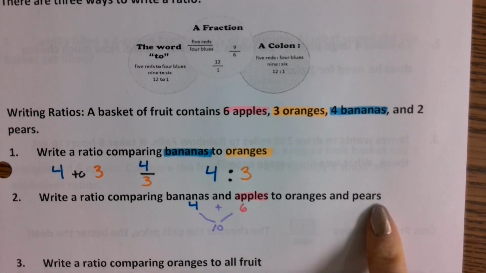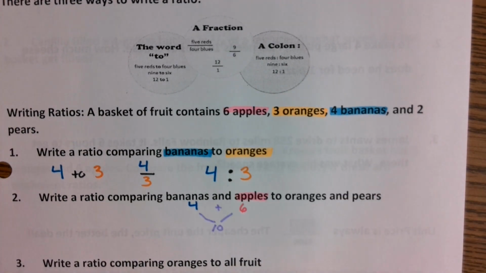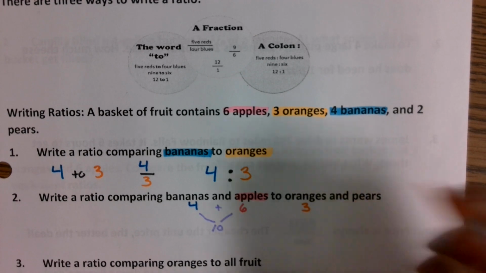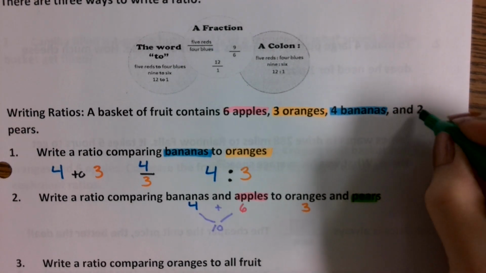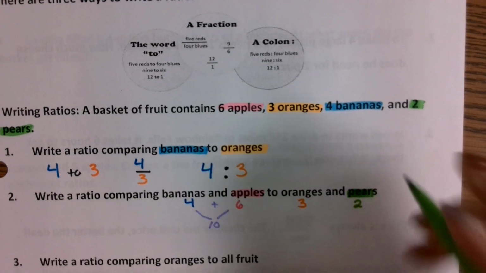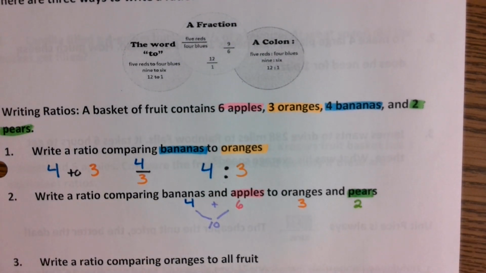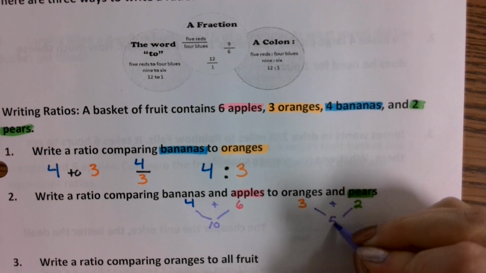Same thing with the oranges and the pears. I had 3 oranges. Now I need to identify the number of pears that I had. How many pears did I have? 2, right? We had 2 pears. So I have 3 oranges and 2 pears. How much fruit is that? 5, right? When I add those together, that gives me 5.